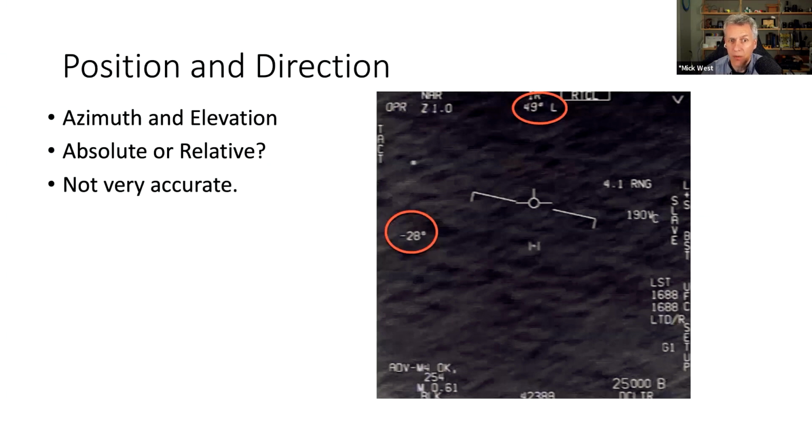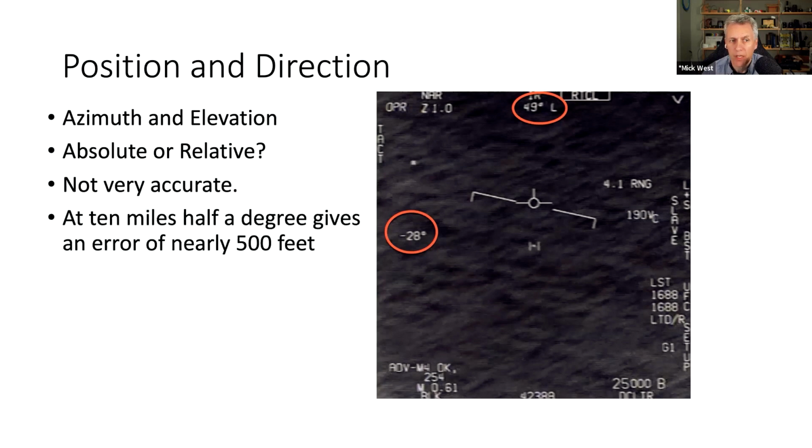This isn't very accurate. This is only 1 degree of accuracy, so we don't have any minutes or seconds or decimal places. And to use it in a simulation, you're probably going to want to interpolate between these various positions, because at 10 miles away, half a degree of error is going to give you an error of 500 feet in position. So because we don't have that accuracy, you really need to interpolate and apply smoothing.